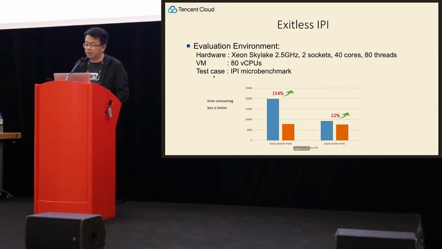Let's see the performance number. We test on an Intel Skylake server, 2 sockets, 40 cores, and 80 threads. The IPI micro benchmark can improve by 54%.